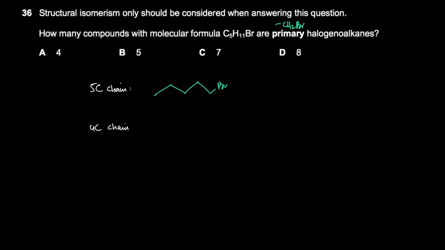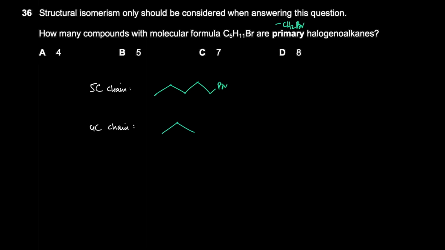We're going to look at each chain and look at the different positions that we can have, because we're only looking at chain and position isomers here. We're not looking at functional group isomers because they all have the same functional group. So they have to be chain or position. With a 5 carbon chain, we just have one possibility.